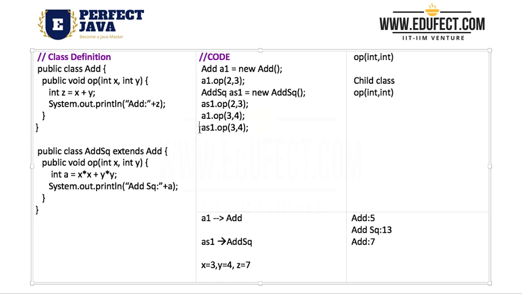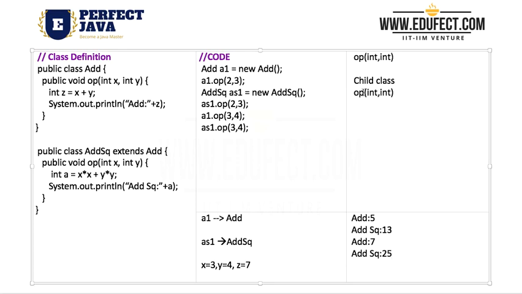Then we are saying as1.op(3, 4). as1 is an object of addSQ. So we will start searching for the method. Do we find the method? Yes, we found it in addSQ. So we will use this method. And in this method, x is 3, y is 4. So 9 plus 16, 25. So a will become 25. And what will get printed is addSQ colon 25.